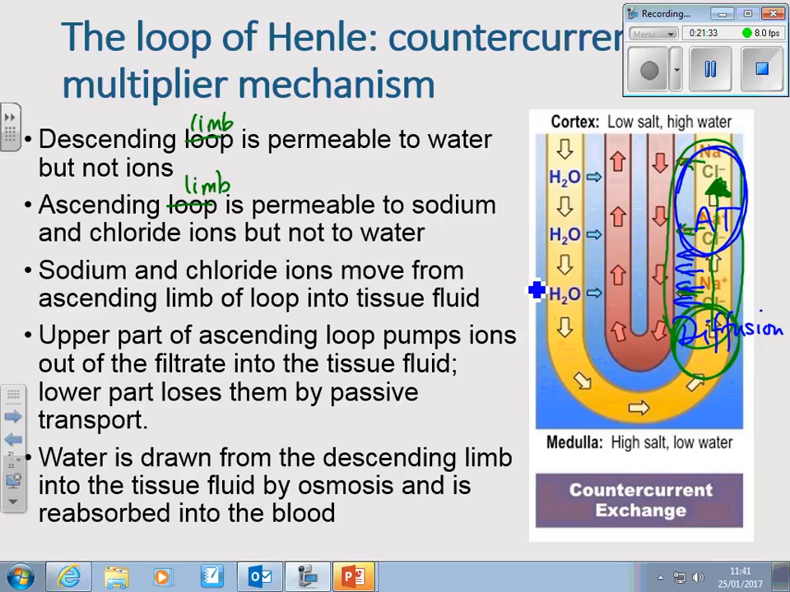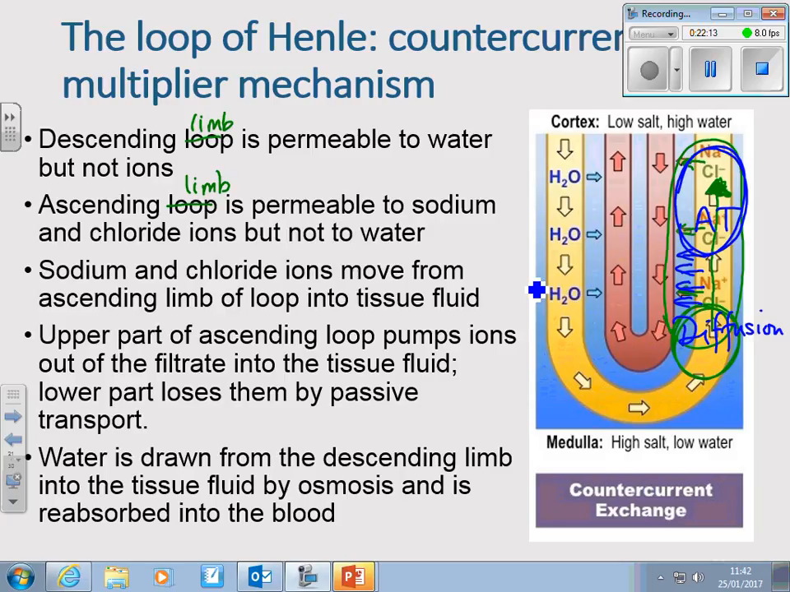But all you really need out of that is the fact that the ascending loop is going all out to deliver sodium and chloride ions out of the tubule and into the space between the limbs, into the tissue fluid, the blue area on that diagram there. So what we've ended up with is a concentration of those ions in that space. They can't get back in to the descending limb because that's not permeable to sodium and chloride, only to water. But we've increased the concentration in that area.